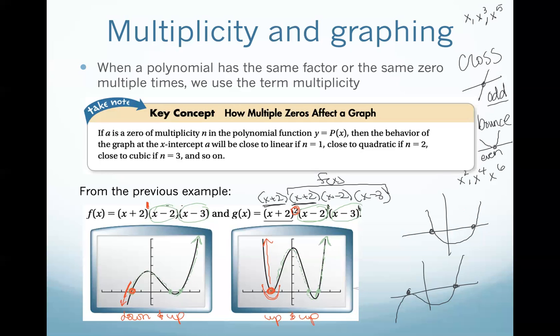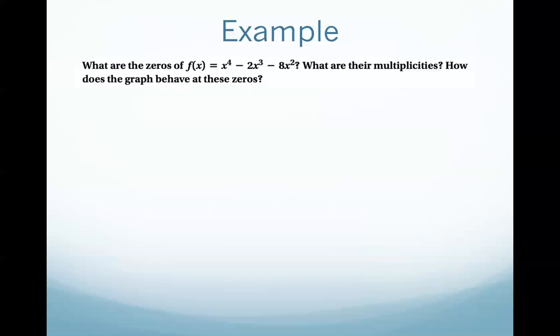Okay, so we're taking all of the pieces and we're putting them together. Let's do an example. The first part of this, we want to find the zeros of the function. Notice this time it is not in factored form. Then we're going to look at it in factored form, so we have to factor it, and look at what are the multiplicities. And then lastly, we're going to say, how does the graph behave at these zeros? And we're actually going to sketch a graph in order to check our work. So we're going to say this is part 1, part 2, and part 3.